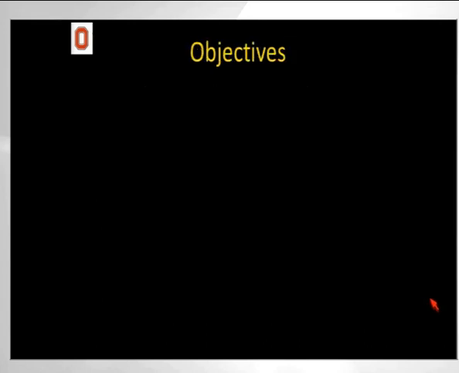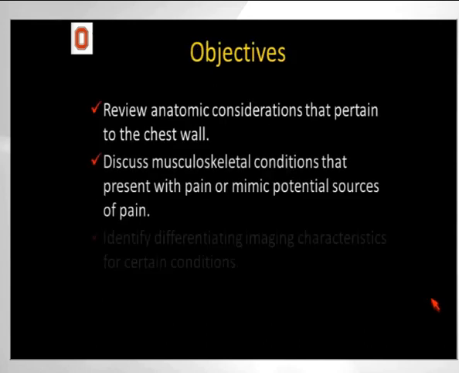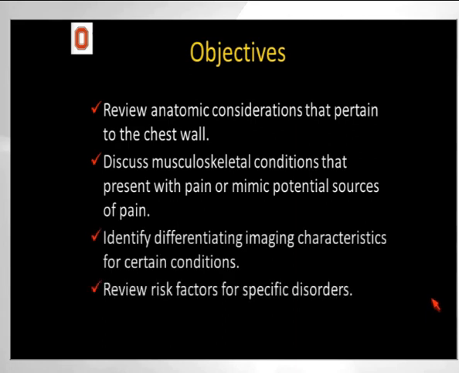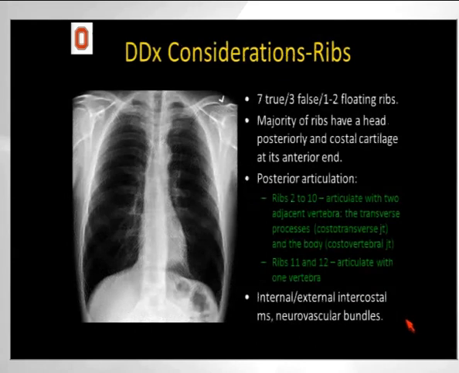So the objectives of this course are to review the anatomic considerations that pertain to the chest wall, and discuss some musculoskeletal conditions that present with pain or can mimic those that may be potential sources of pain. We'll talk about some differentiating imaging findings and ultimately review some risk factors.